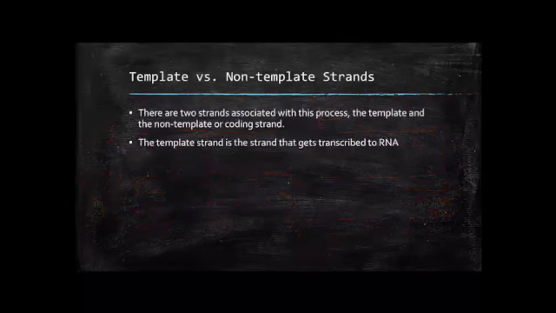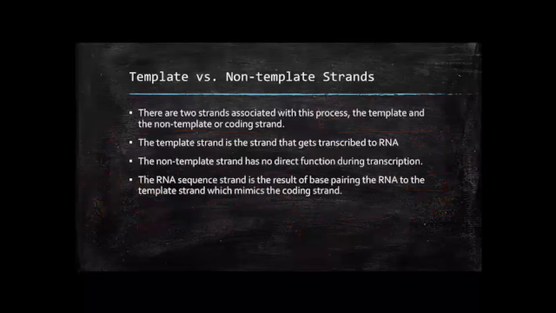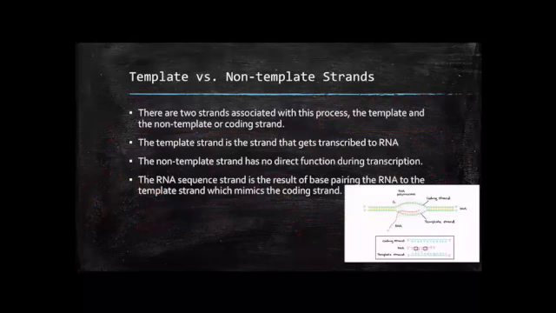It is now time to shift our discussion into that template versus non-template strand I just mentioned before. So there are two strands associated with the process of transcription, the template and the non-template or coding strand. The template strand is the strand that will actually get transcribed to RNA. The non-template strand has no direct function during the process of transcription. The RNA sequence strand, which was that bottom strand that I drew very last, is the result of base pairing the RNA to the template strand, which mimics the coding strand.